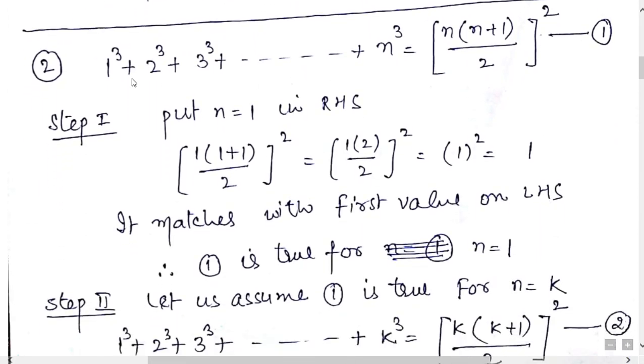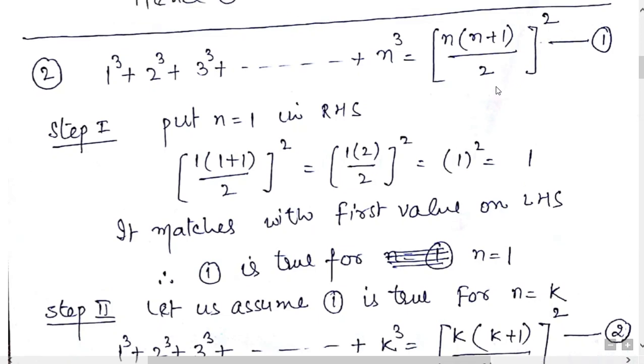Now the second question. All the questions are similar to this one up to question number 17 of this exercise. This exercise comprises 24 questions, and up to 17 all the questions are of the same category. 1 cube, 2 cube, 3 cube, and so on up to n cube series is there.